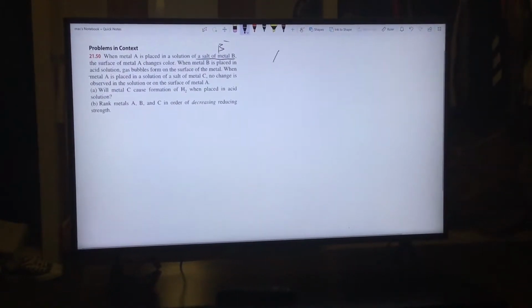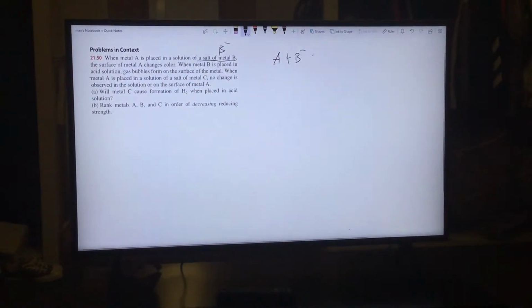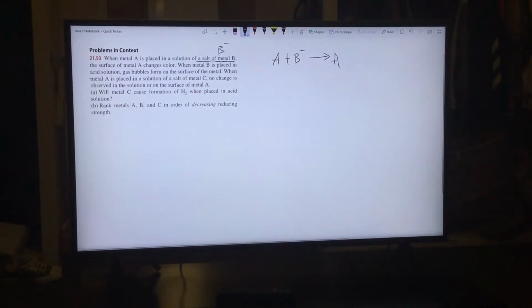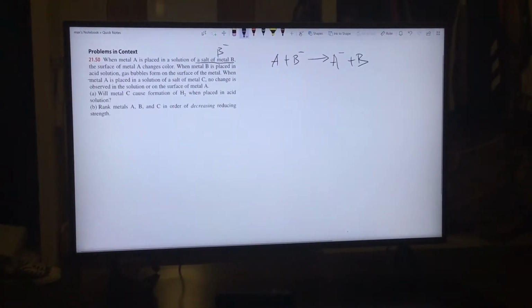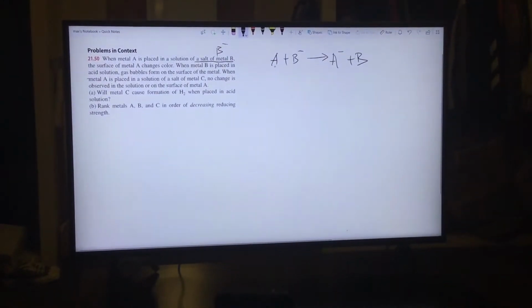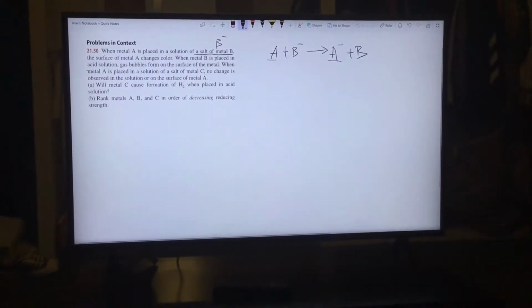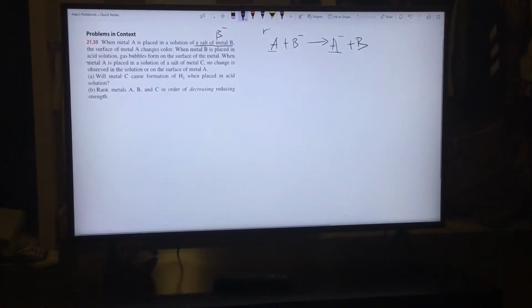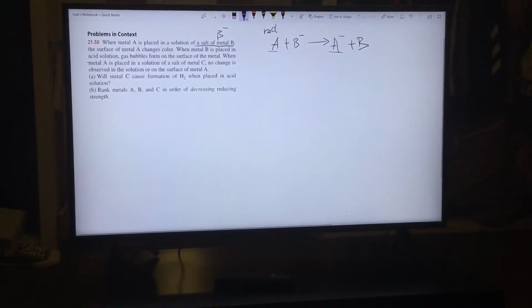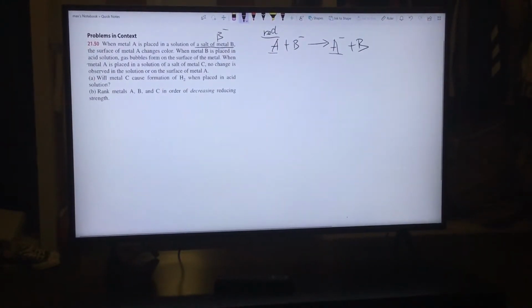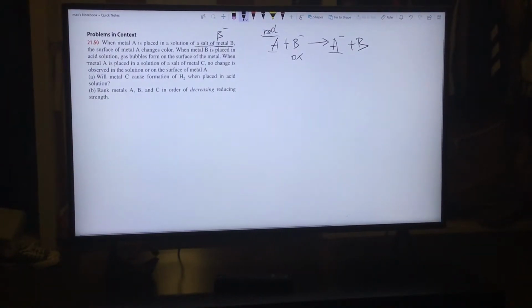So we conclude that A plus B minus goes to A minus plus B, because that's a reaction. And so if you look at A here, A to A minus, it means it gained one electron. So A is going through reduction here. And B, because it's a redox reaction, B is the oxidation reaction here.